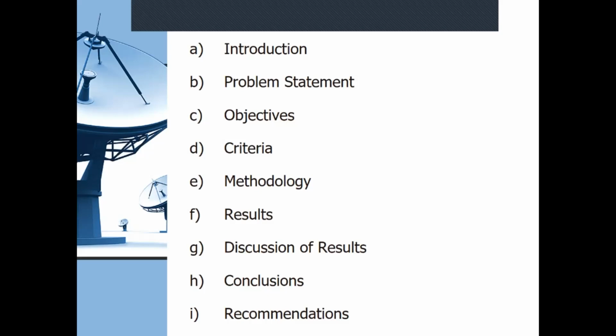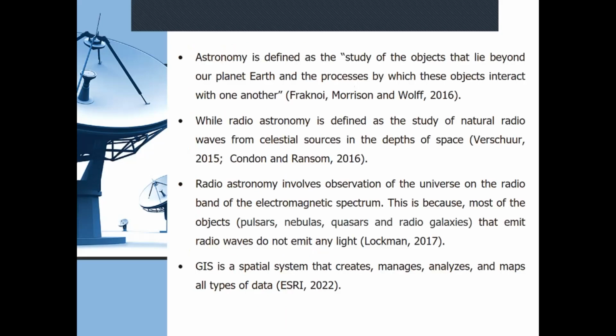We understand that astronomy has been defined as the study of objects that lie beyond our planet Earth. These objects emit signals. If you check the electromagnetic spectrum, each and every wavelength can be used to study the outer space. So I am moving now into radio astronomy, whereby we are going to use the radio wavelength of the EM spectrum to observe the outer space.